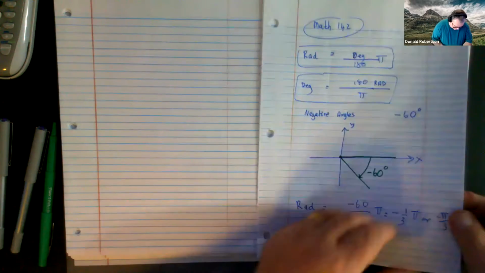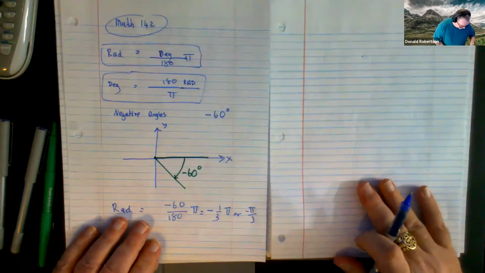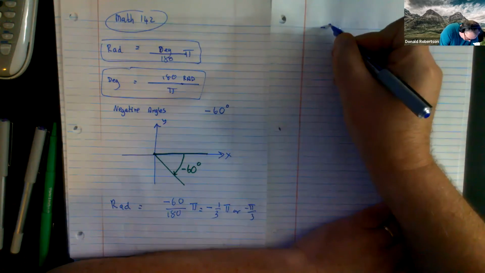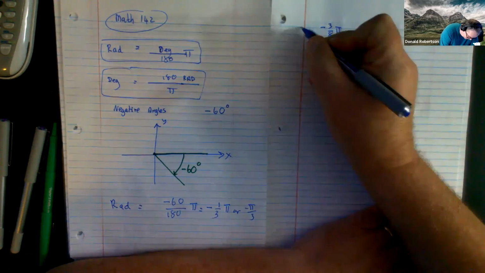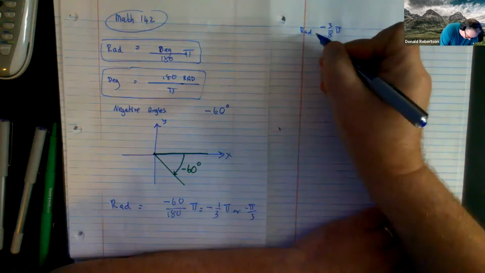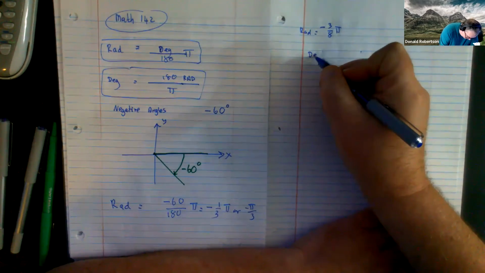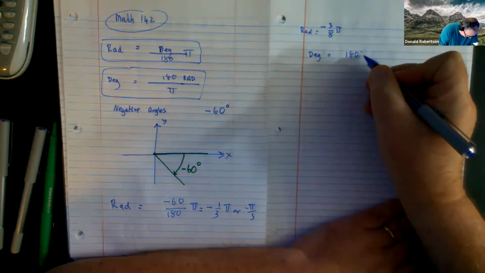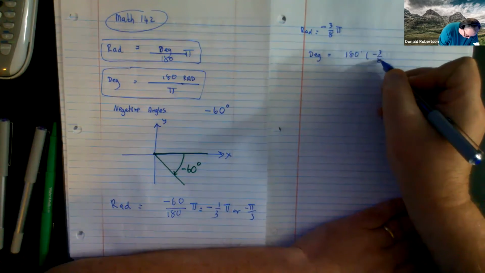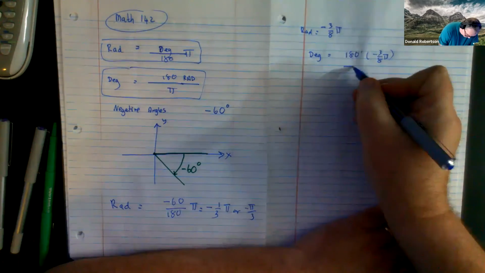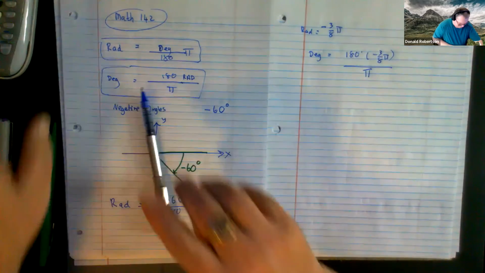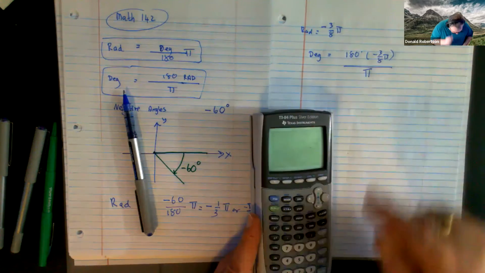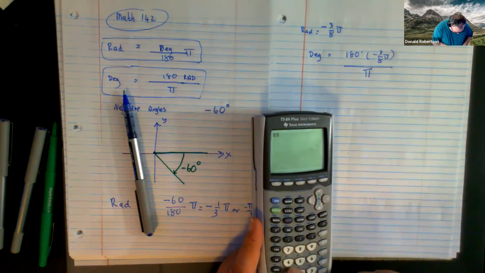How about turning a negative radian into degrees? So suppose I had negative 3/8 pi. That's radians, and I would like to know how many degrees it is. Well, it's going to be 180 times radians all over pi. And I guess if I was on top of my game, I could do that by hand, but I'm not.